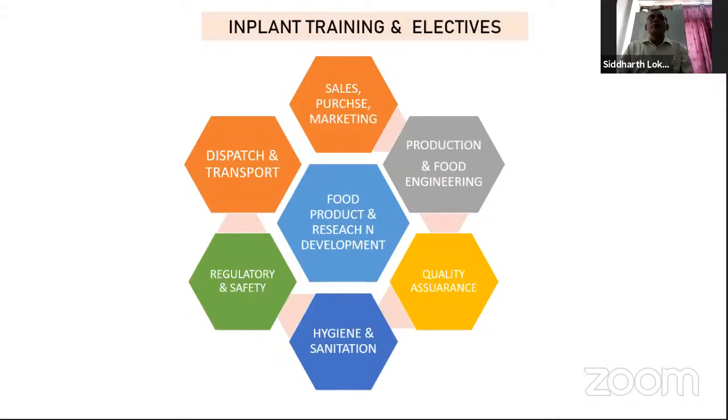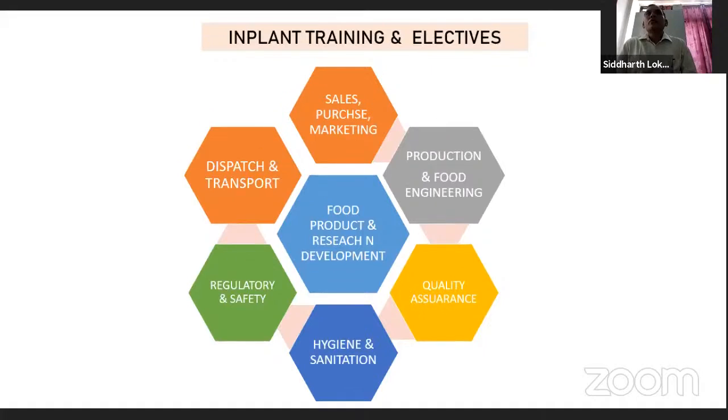So, a very important part of the content of this presentation, being an academician: what is the role of in-plant training or internship while pursuing the course? The role of in-plant training, inclusive of the electives in your academics, creates a great impact on your career.